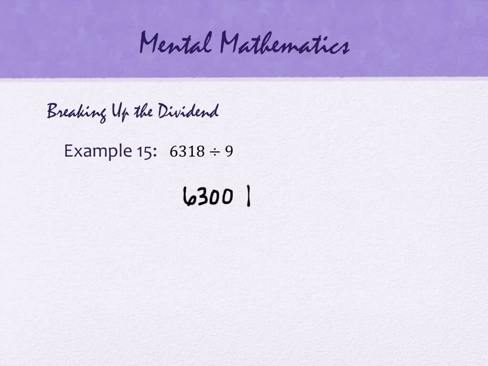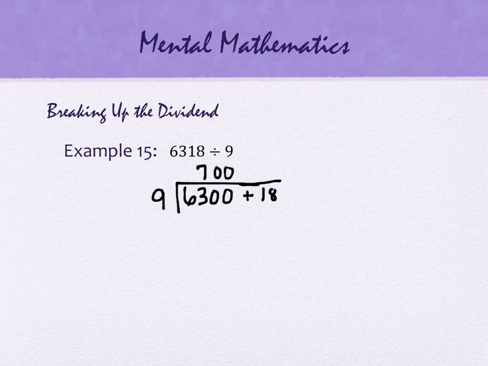So this is like 6,318. Even better, let me write it like this. It's really like a 6,300 plus 18. All right, so if you do this, 9 goes into 63 7 times. This is 700. 9 goes into 18 2 times. So this is 2, and you end up getting 702.